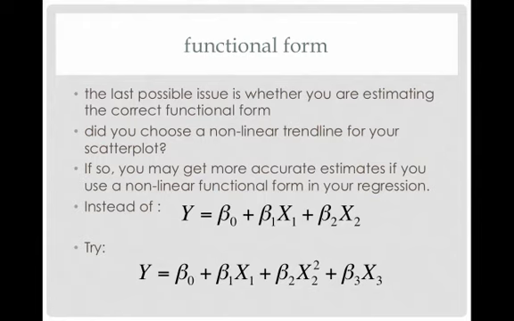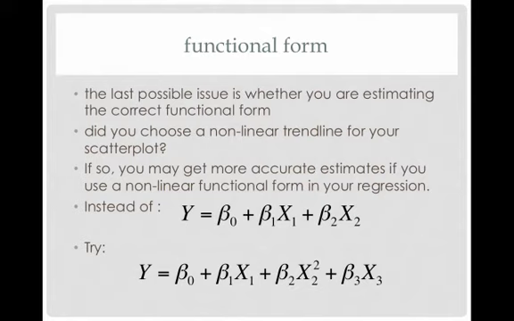Functional form. The last possible issue is whether you are estimating the correct functional form. Remember when you had a scatter plot and you had to choose the best trend line for it? Did you choose a nonlinear trend line? If so, you might get a more accurate estimate if you use a nonlinear functional form in your regression.